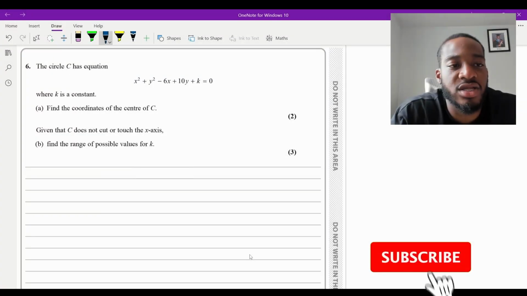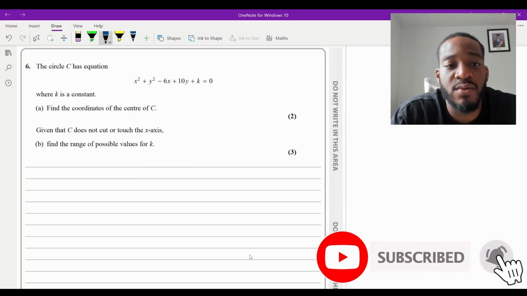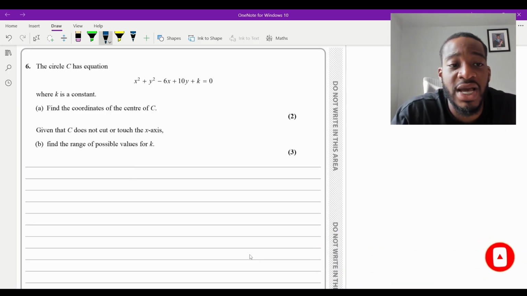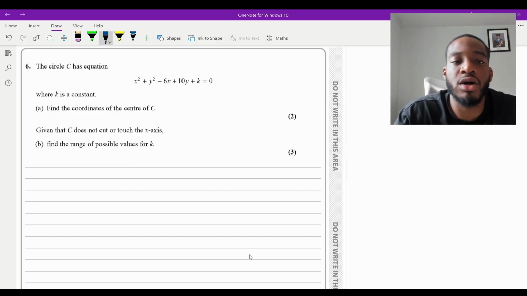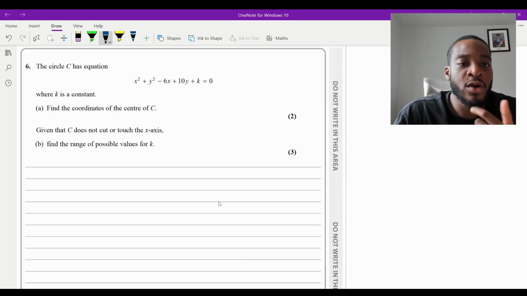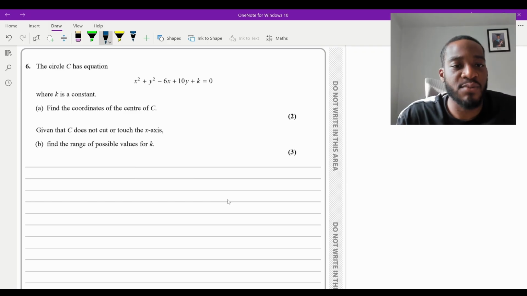Okay, so question 6 says, the circle C has equation x squared plus y squared minus 6x plus 10y plus k is equal to 0, where k is a constant. Part A says we need to find the coordinates of the center C for 2 marks. Okay, so this is just a circle question. We need to complete the square to get it in the form of x minus a squared plus y minus b squared is equal to r squared.